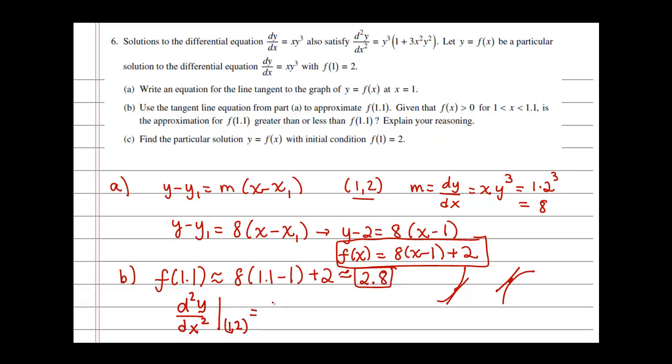So I'm going to evaluate the second derivative at the point (1, 2). If we hadn't been given this, I'd have to take the derivative of dy/dx implicitly and figure out what that would be. But luckily in this case, we're actually given that information. So it turns out that the second derivative is positive at the point (1, 2), which means that my function's concave up. Therefore, my tangent line lies below the curve, so it will be an underestimate.